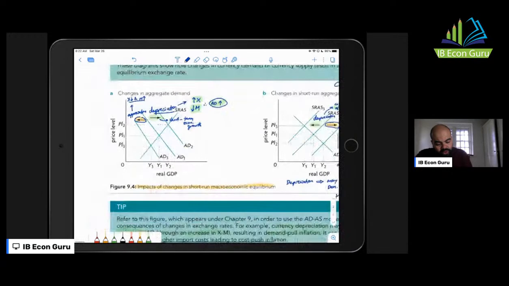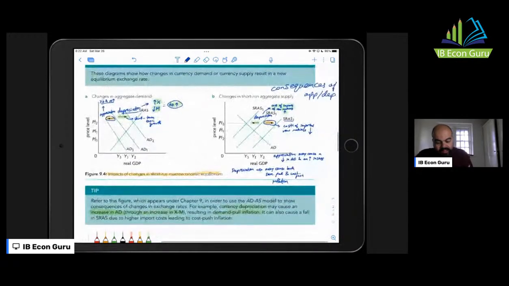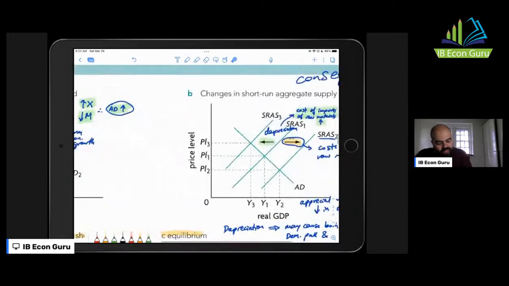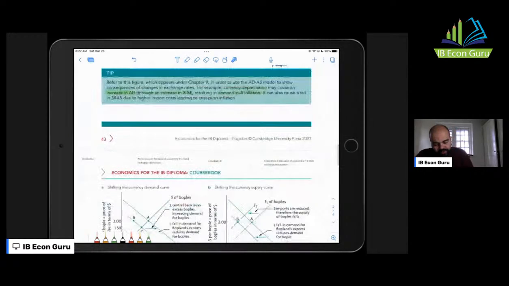You should be able to talk about how a depreciation will shift AD to the right, and if the country is dependent on importing raw materials, it will also shift short-run aggregate supply to the left. That means it may cause short-term economic growth and create employment opportunities in export industries, but it may also cause demand pull and cost push inflation. So let me review here.